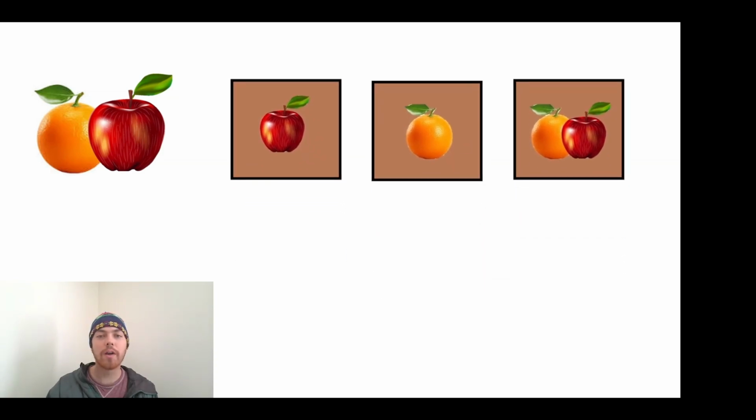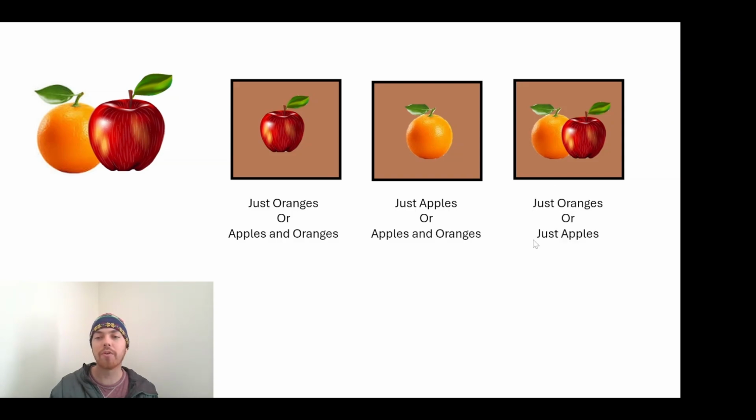So let's think about what could be in each box. Since each box was labeled incorrectly, the box labeled apples can't have just apples in it. It's got to have just oranges or apples and oranges. Similarly, the box labeled oranges can't have just oranges. It's got to either be just apples or apples and oranges. And the box labeled apples and oranges can't have apples and oranges, so it's got to be just apples or just oranges.